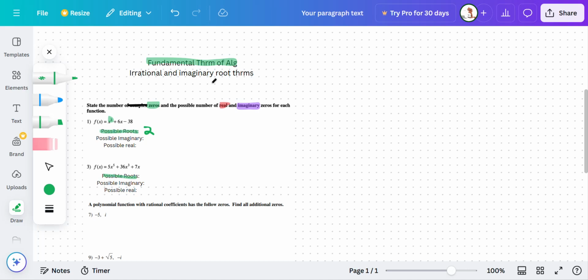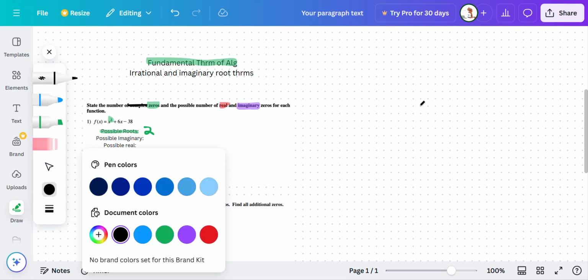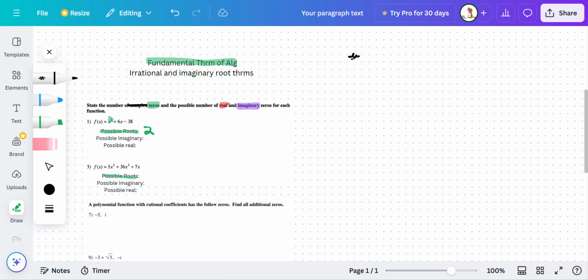Okay, so the irrational and imaginary root theorem. This focuses on the imaginary root theorem, but it works for both. The idea is, if you remember in chapter 2, when we dealt with the quadratic formula and we had that plus or minus the square root of b squared minus 4ac, sometimes this would come out nicely. We would get something like 5 plus 2 and 5 minus 2, and we'd get nice answers like 7 and 3. And that was fine and dandy, and those would be our rational roots.